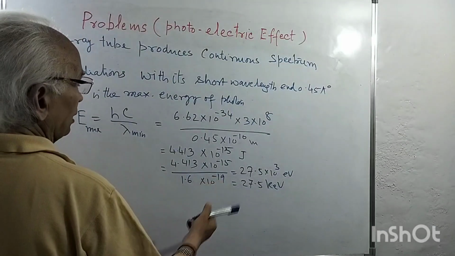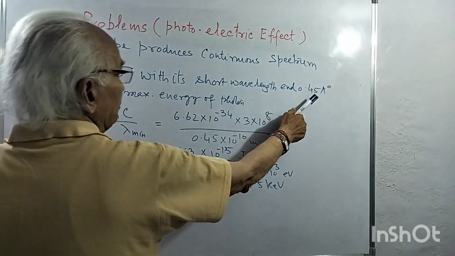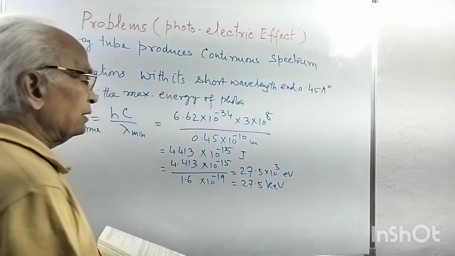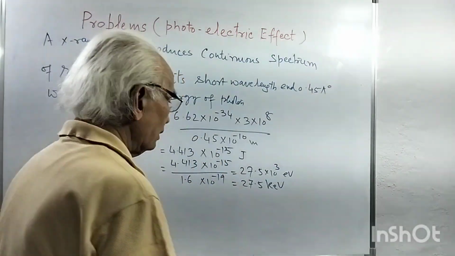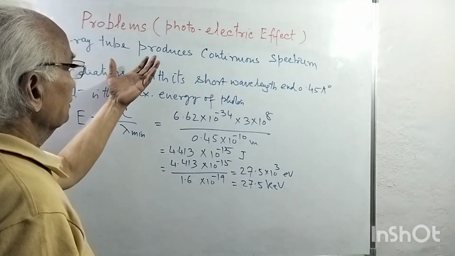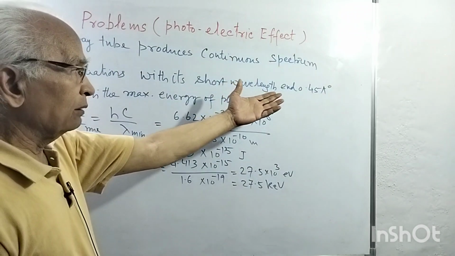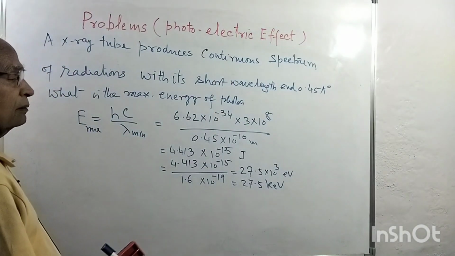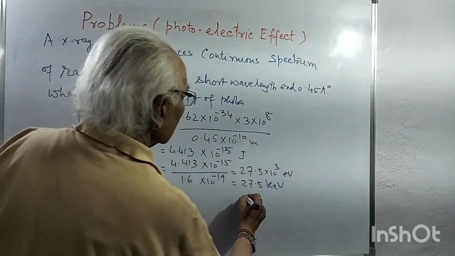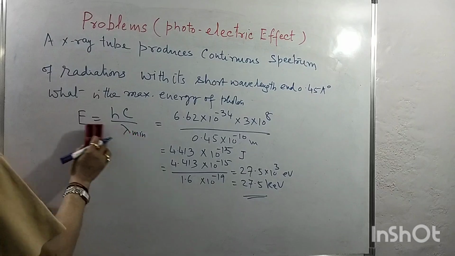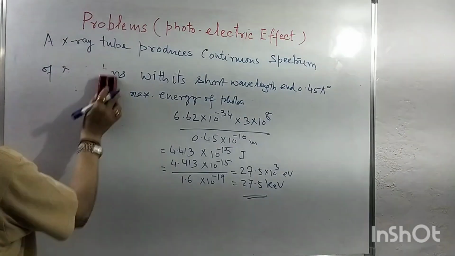So because the wavelength is minimum, the energy will be maximum. So the maximum energy of the radiation is 27.5 keV when the X-ray source has the minimum wavelength 0.45 angstrom. So this is the answer. Very easy, you just have to substitute the values in the formula and nothing else.